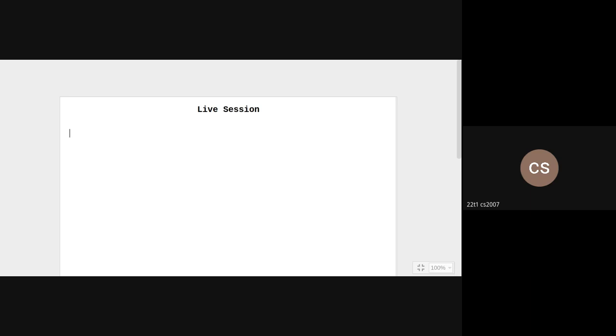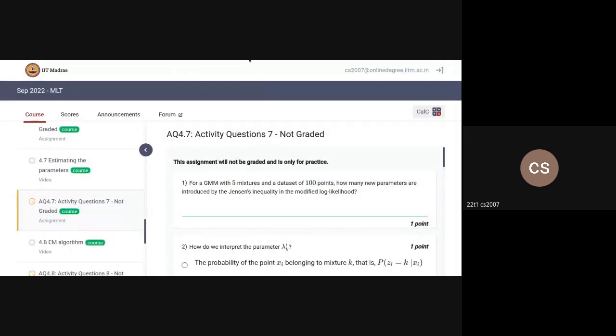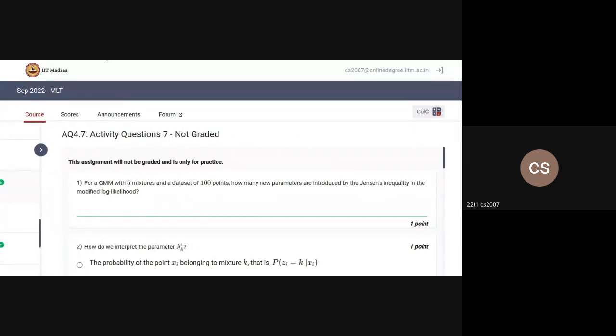Okay, so you have a question in this, right? Activity question 1. Yes. So what do you think should be the approach? Do you have any initial ideas?